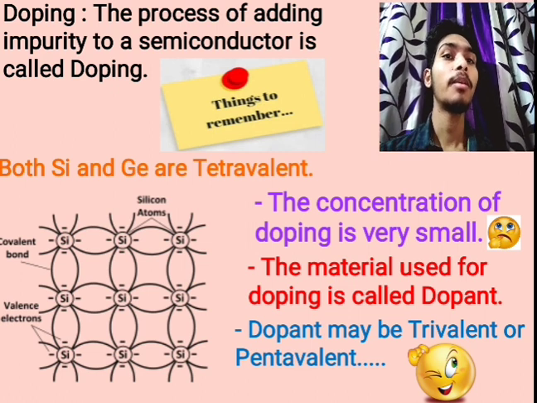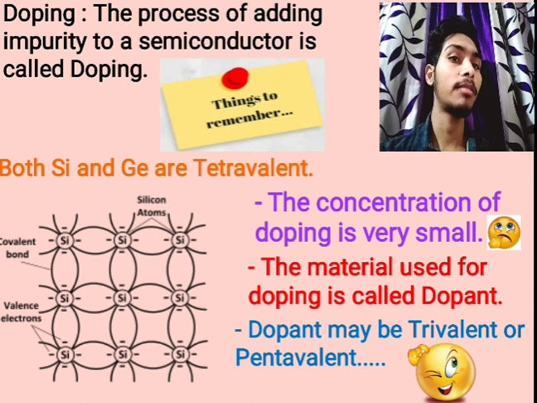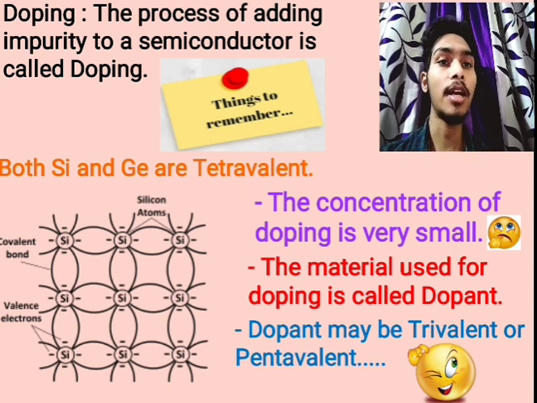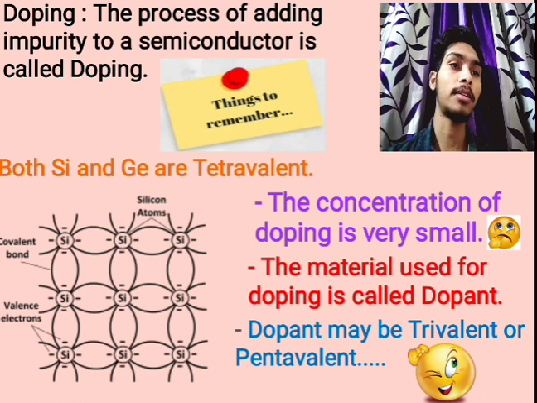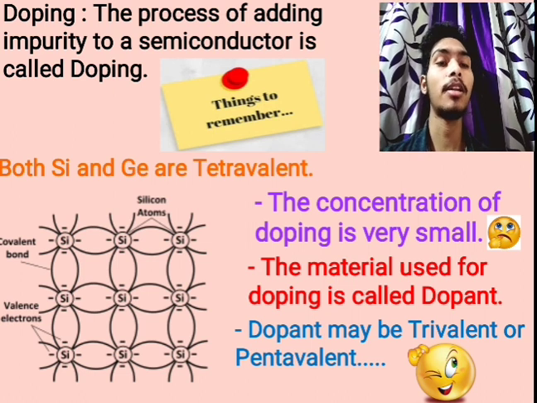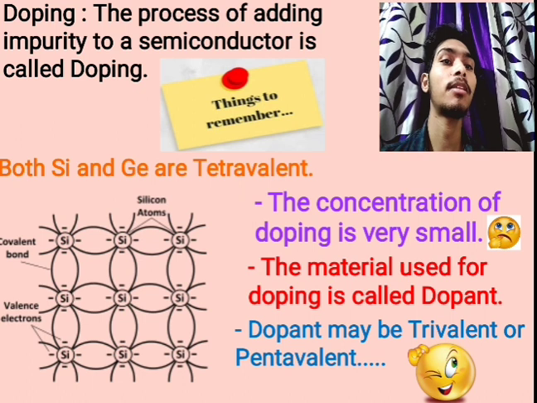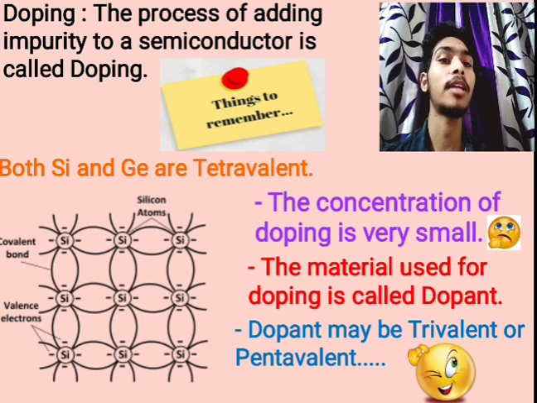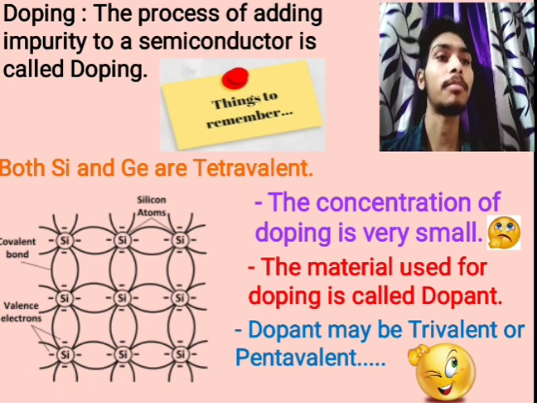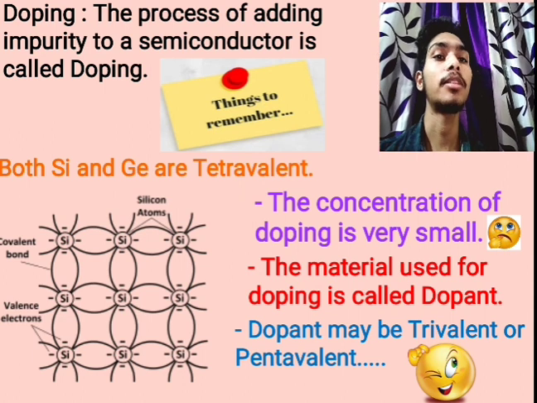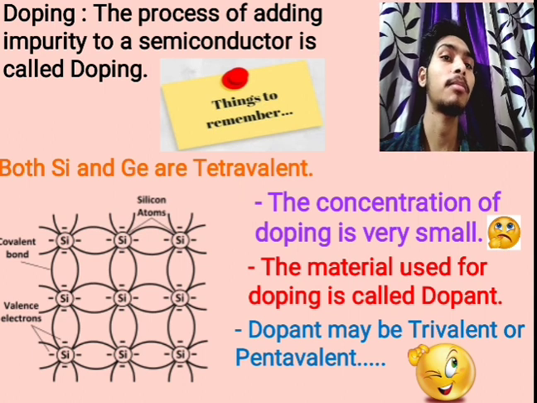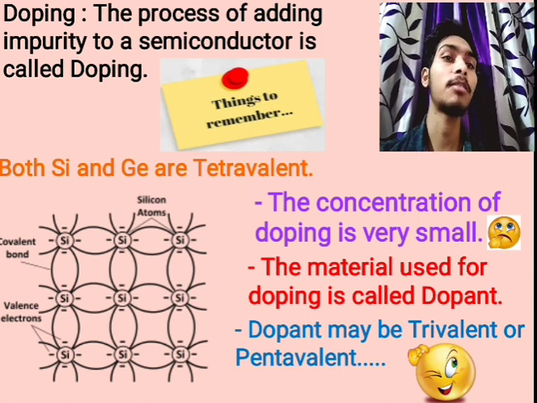Both silicon and germanium are tetravalent. We already know this. This diagram is the intrinsic semiconductor diagram. In the silicon structure you can see covalent bonds and valence electrons, with no free electron, that's why it will act as an insulator at room temperature. As temperature increases, some bonds may break, so electrical conductivity increases, as we saw in the last video.